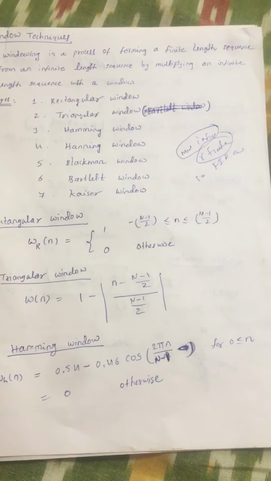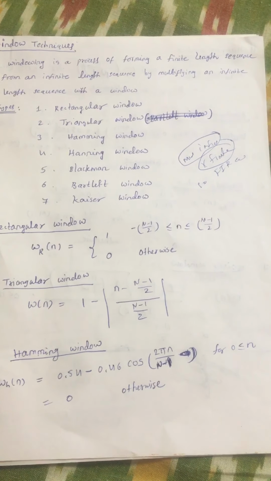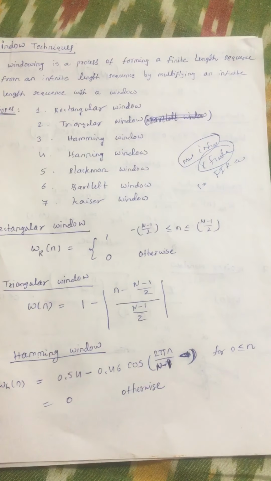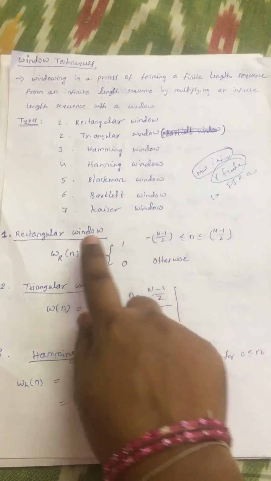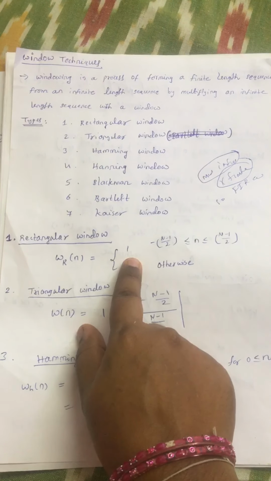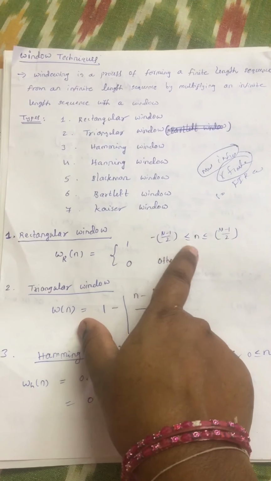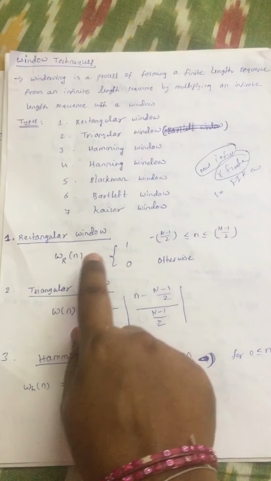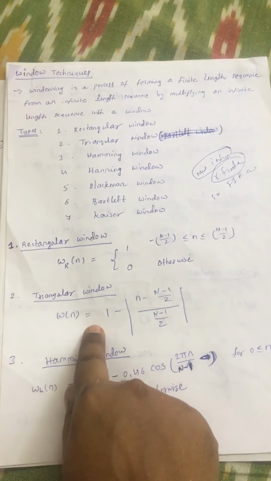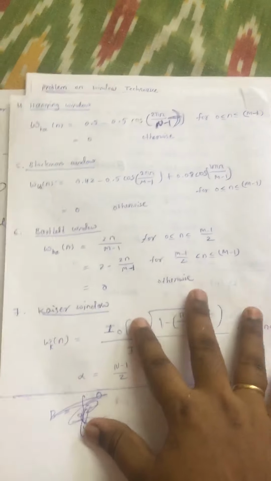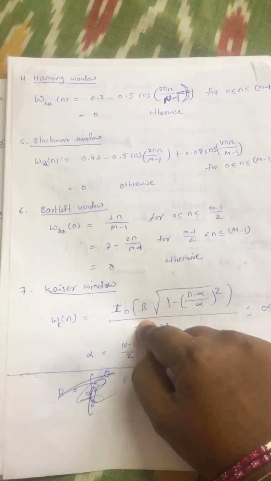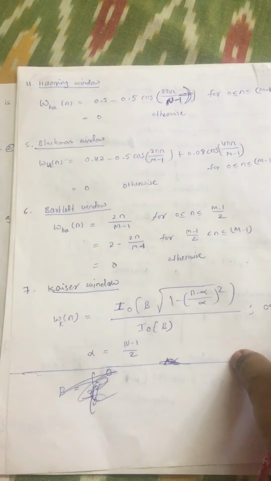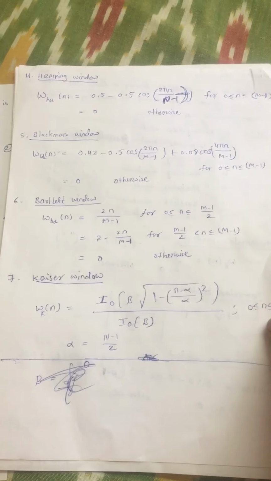The windows are divided into 7 types: rectangular window, triangular window, Hamming window, Hanning window, Blackman window, Bartlett window and Kaiser window. Now you have to remember these equations. Rectangular window, WR of n is 1 for -(N-1)/2 ≤ n ≤ (N-1)/2, and 0 otherwise. You have to remember this equation, and also the triangular, Hamming, Hanning, Blackman, Bartlett and Kaiser window equations. You have to remember these 7 equations to solve problems on window techniques. This is the basic about the window technique.